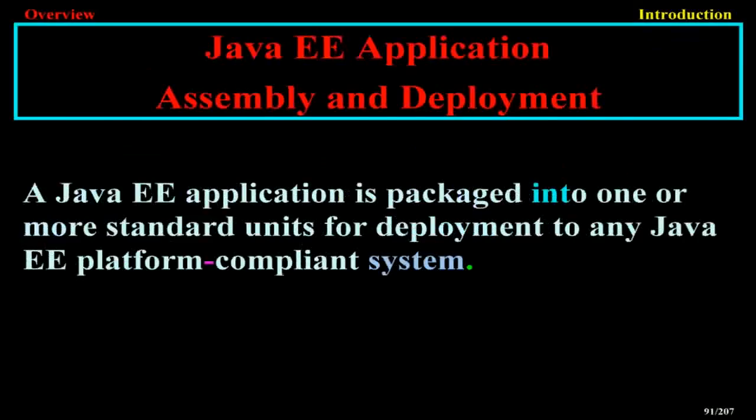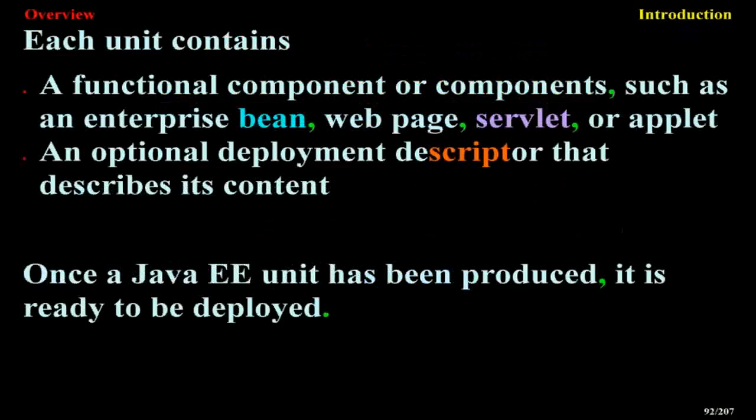Java EE application assembly and deployment. A Java EE application is packaged into one or more standard units for deployment to any Java EE platform compliant system. Each unit contains a functional component or components, such as an enterprise bean, web page, servlet, or applet, and an optional deployment descriptor that describes its content.